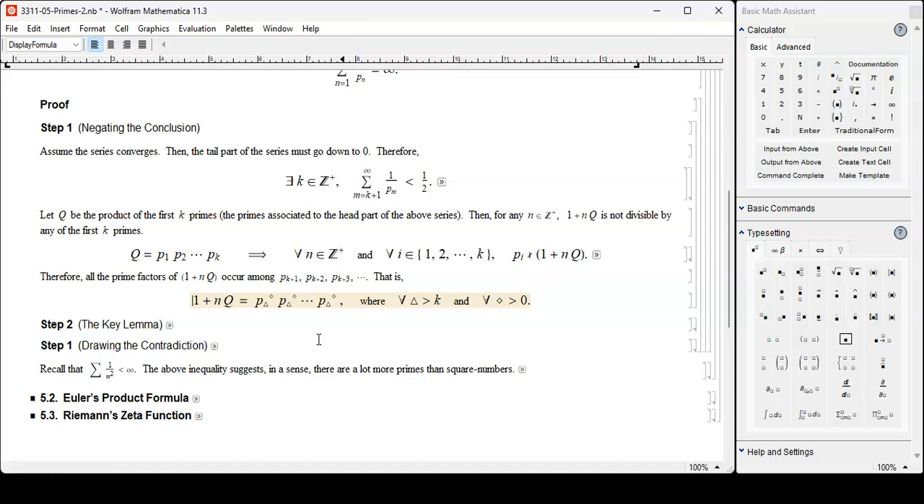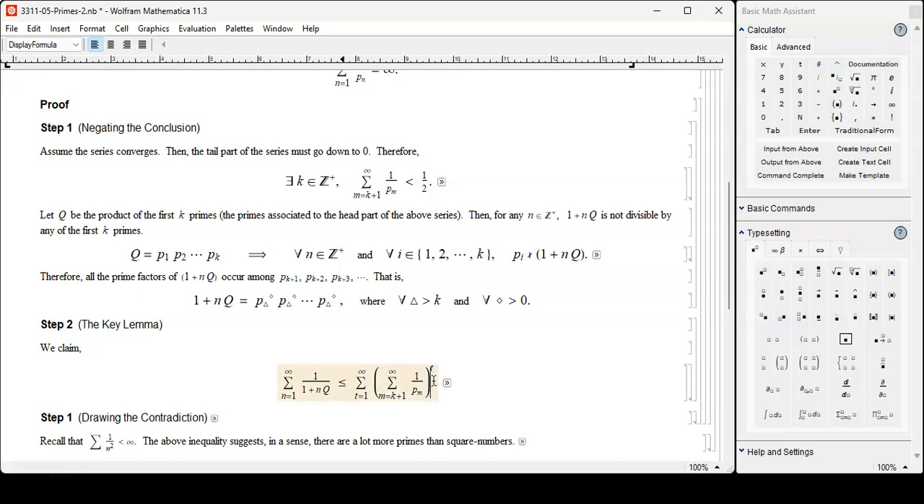And why are we considering this 1 plus nq and doing this modular arithmetic that we considered before? It's with the Euclid theorem on the infinitude of primes. Well, okay, the answer comes. Here's a key lemma. We claim this: the sum of 1 over nq, where n goes from 1 to infinity, is less than or equal to this expression here. And then, wait a minute, this summation of 1 over pm, that should be less than 1/2, right?